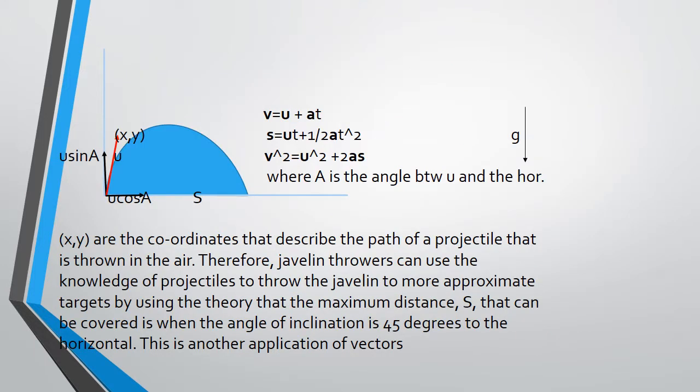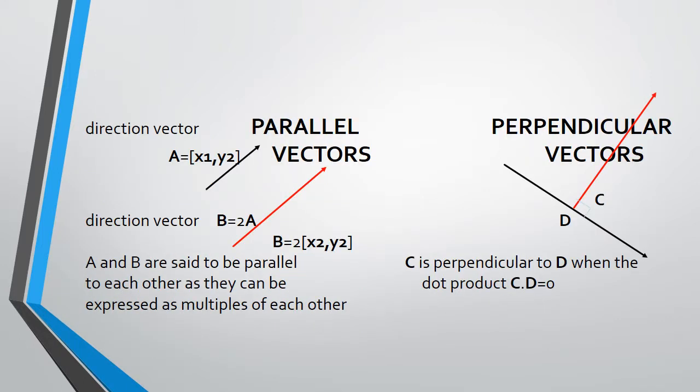These are used in finding the path followed by a projectile by creating equations in terms of the displacement x, y relative to an origin O. Axes can be parallel or perpendicular to one another. When they are parallel, they can be expressed as multiples of one another and they have the same direction. Two vectors are perpendicular to one another when the dot product of the two equals 0.